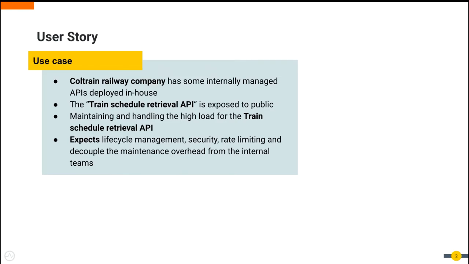Caltrain is one of the railway companies that is partnered up with GoGoTrain to provide better service to their customers. Caltrain already has some internally managed APIs deployed in-house, and these are managed by their internal development team. One of the APIs is a train schedule retrieval API, which is intended for the public community to get the Caltrain schedules. Currently, this API is exposed to the public and the Caltrain development team faces challenges in maintaining and handling the high load for the API. By exposing this API through WSO2 API Manager, Caltrain expects to get the full benefits of an API management solution such as API lifecycle management, security, rate limiting, and decouple the maintenance overhead from the internal teams.